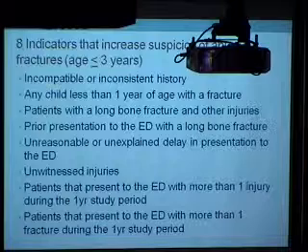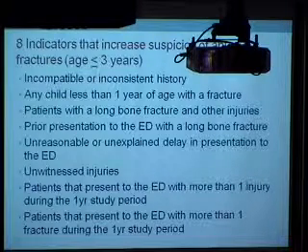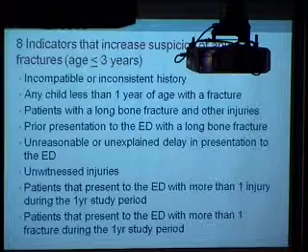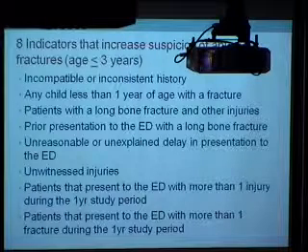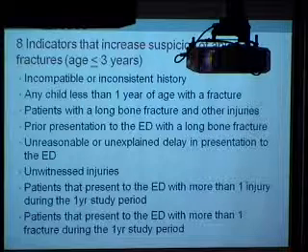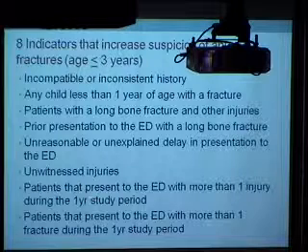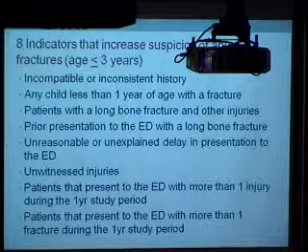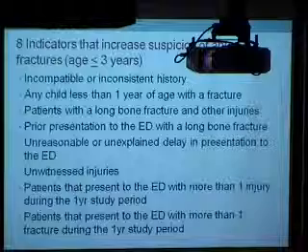And they included an incompatible or inconsistent history, any child less than 1 year of age with a fracture, patients with long bone fractures and other injuries, prior presentation to the emergency department with a long bone fracture, some delay in presentation that wasn't well explained, unwitnessed injuries, patients that presented with more than 1 injury during the 1-year study, or patients that presented with more than 1 fracture during their 1-year study. So this was their criteria.